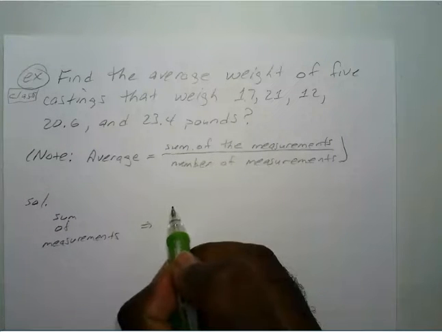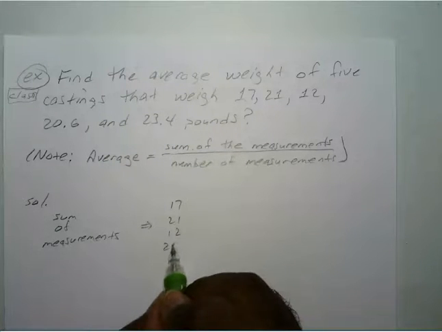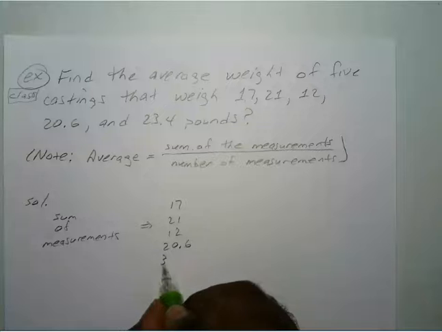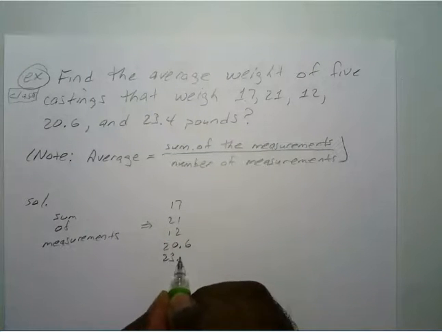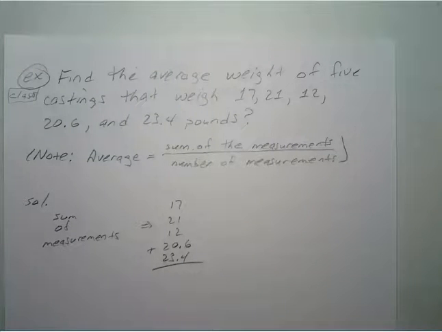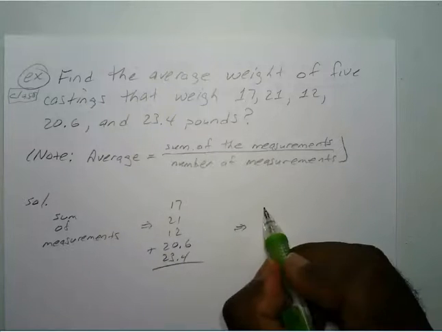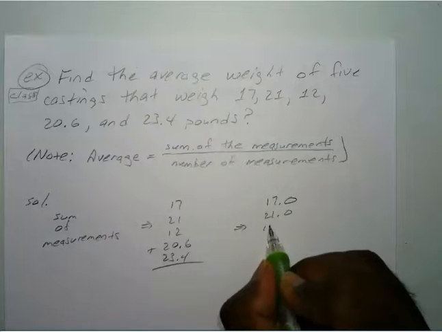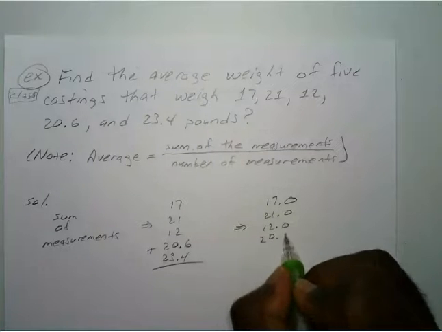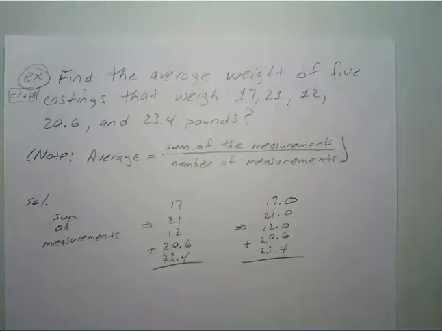Okay, so you have 17, 21, 12, 20.6, and 23.4. All right, since some of those have decimal places and some of them don't, we're just going to fill those in with 0. So 17.0, 21.0, 12.0, 20.6, and 23.4. Now we're going to add them together.